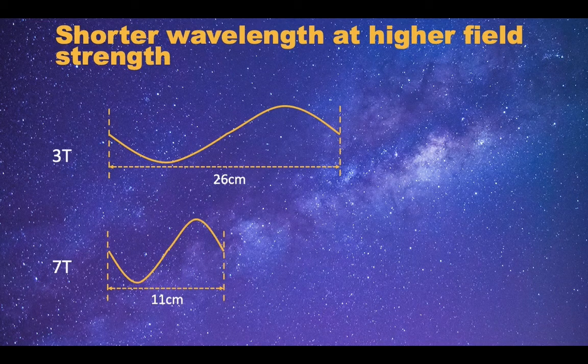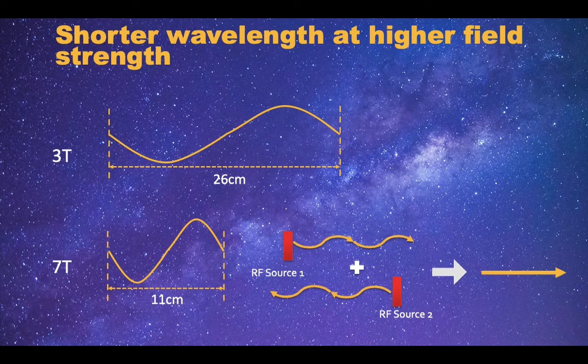Intrinsically, the RF is an electromagnetic wave. The wavelength is inversely proportional to the B0 field, which means that at 3T, the wavelength is about 26 cm, while at 7T, it's only about 11 cm. This can be problematic. The transmitted RF forms a standing wave inside the scanned object, for example, a human brain, and 11 cm is less than half of the diameter of the human brain, and that will lead to significantly inhomogeneous distribution of the B1 field.